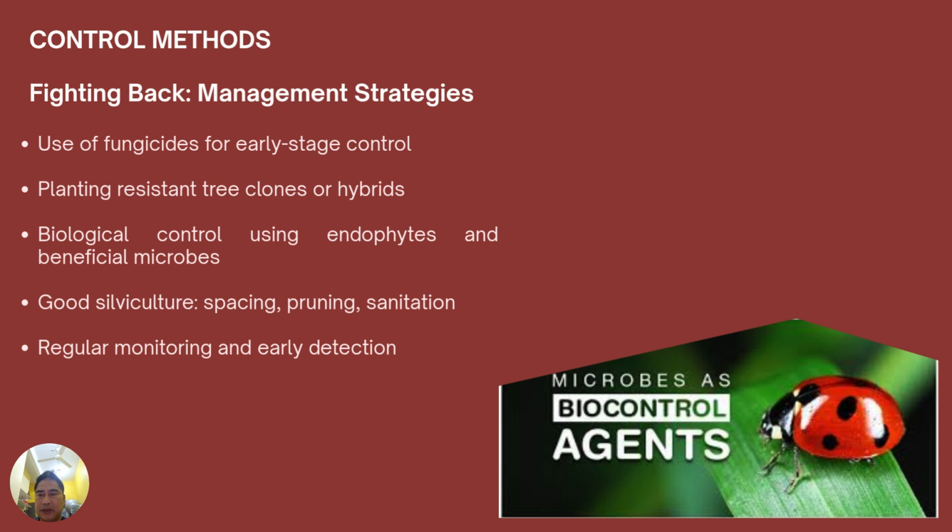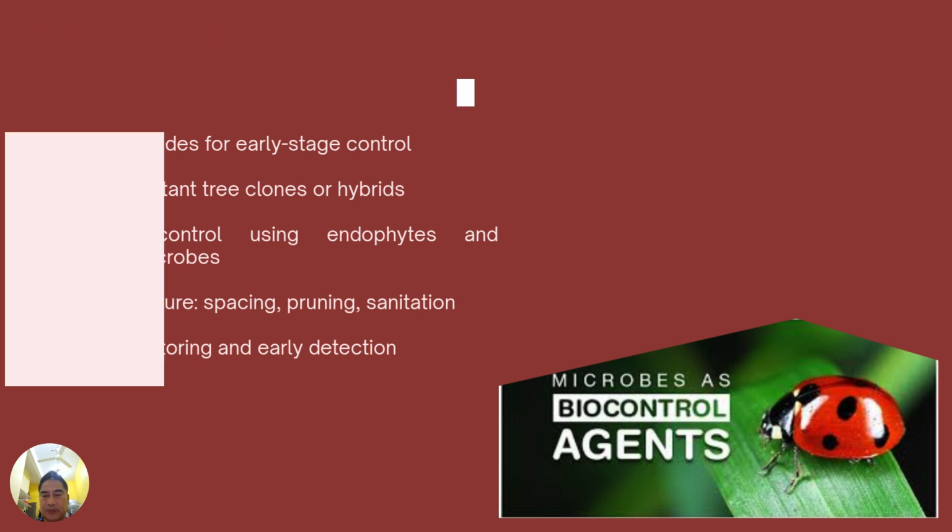Good silviculture practices also go a long way. That means proper spacing between trees, pruning carefully, removing infected material, and keeping the site clean. And of course, regular monitoring is key. The earlier we detect a disease, the easier it is to manage it before it spreads too far.